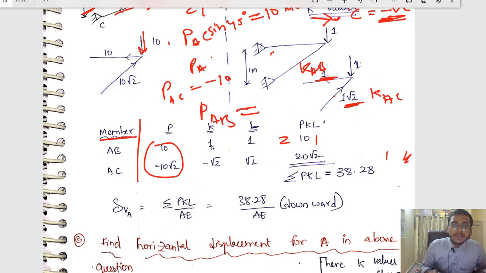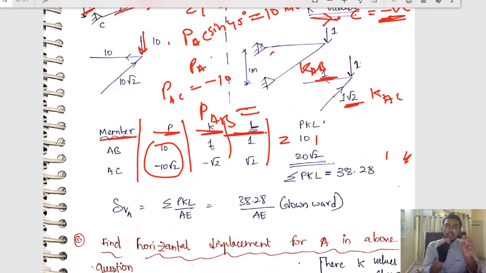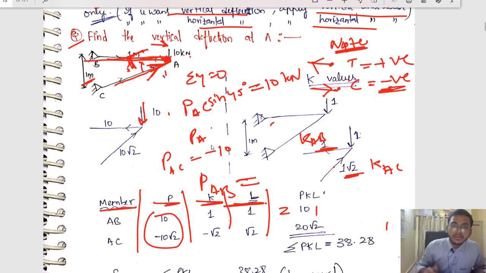First column is member, second column is P value, third column is K, fourth column is length. Length can be different, right? So make a length column also. If the cross section area is changing, you have to make a column for AE also. But here nothing is mentioned, so I am assuming the area is constant, no issues.